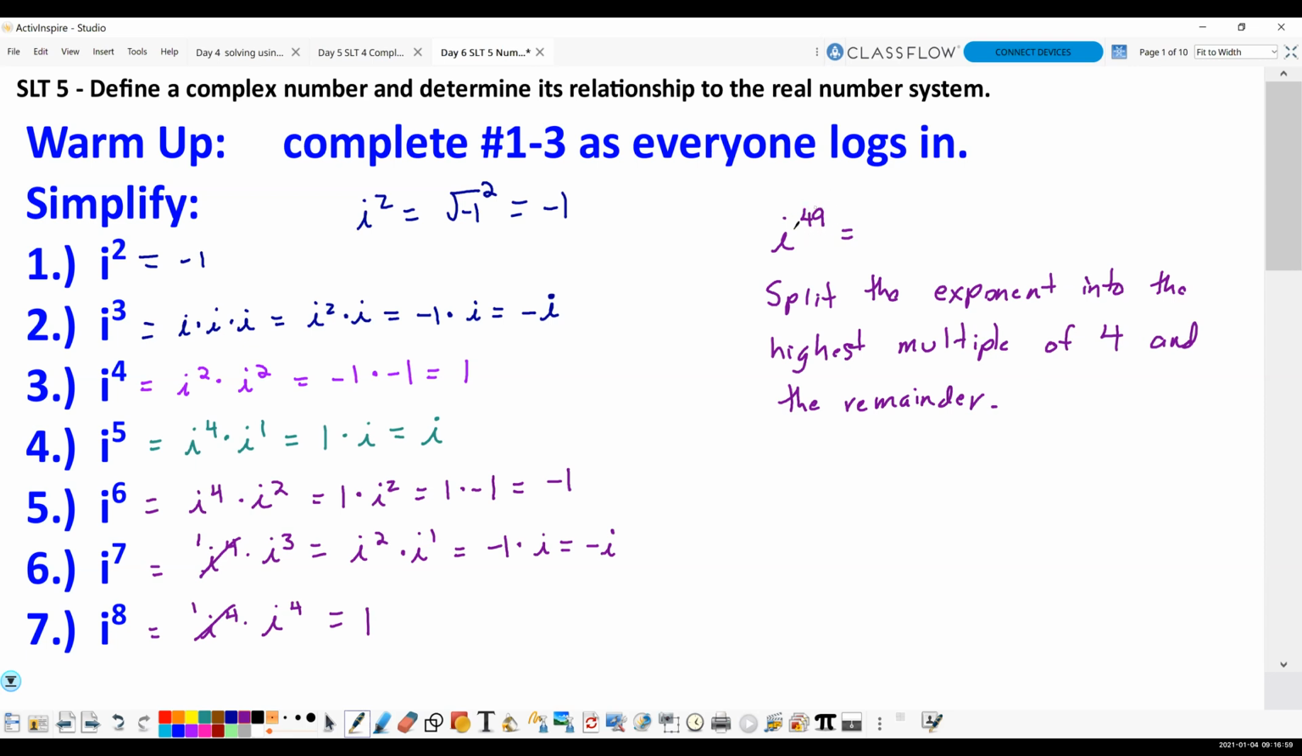So when I look at 49, that one's not hard. I know the highest multiple I can take out of 49 is 48. So I'm going to go i to the 48th times i to the first, because 48 plus 1 is 49. Now I know that any multiple of 4, like this i to the 8th, was just i to the 4th times i to the 4th, and i to the fourth we know is 1 because of right here. This is like money in the bank. This is the important one. So it's just going to be 1 times i to the first, which is just i.